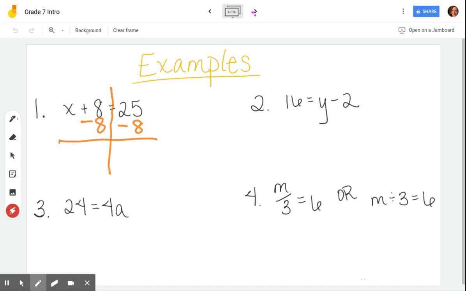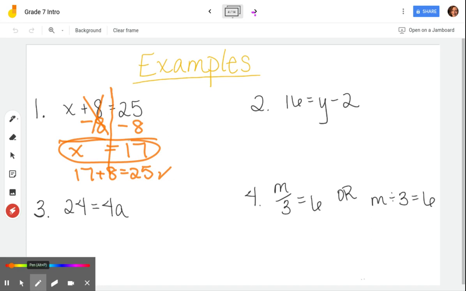Then I'm going to go straight down the columns. So I've still got an x. The plus 8 minus 8, it's like it never even happened. If I give you $8, but then I take it away, we break even. Nothing ever happens. Bring down my equal sign. On the right, 25 minus 8 is 17. So I think my answer is 17. If I plug that back in, instead of x, I'm going to say 17 plus 8 equals 25. I know that's right, so I can circle it and call it done. Let's look at the next one.